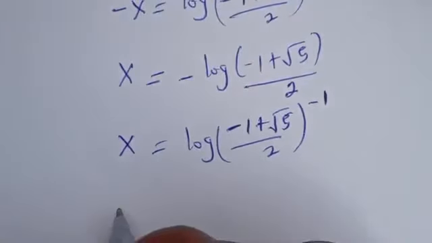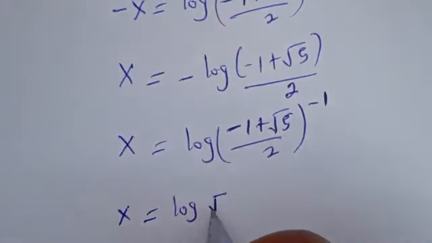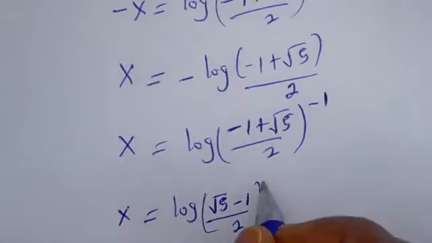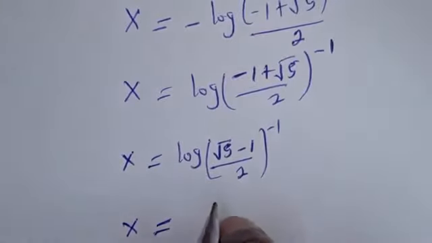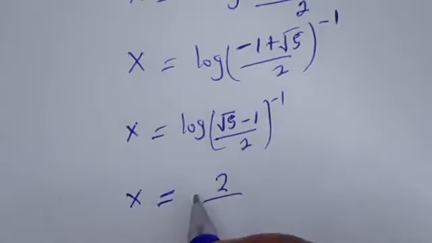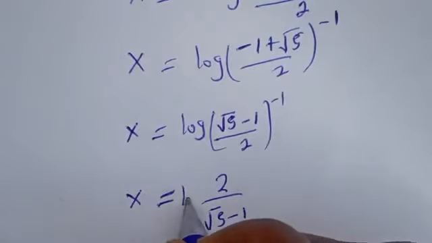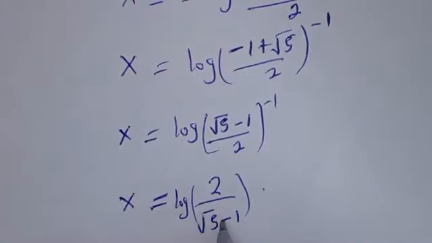So this can be written as s is equal to log of (root 5 minus 1 over 2) to the power of minus 1. S is equal to log of 2 over, because of this minus 1, we have root 5 minus 1. Now we have to rationalize this by multiplying both the numerator and denominator by the conjugate of this denominator.